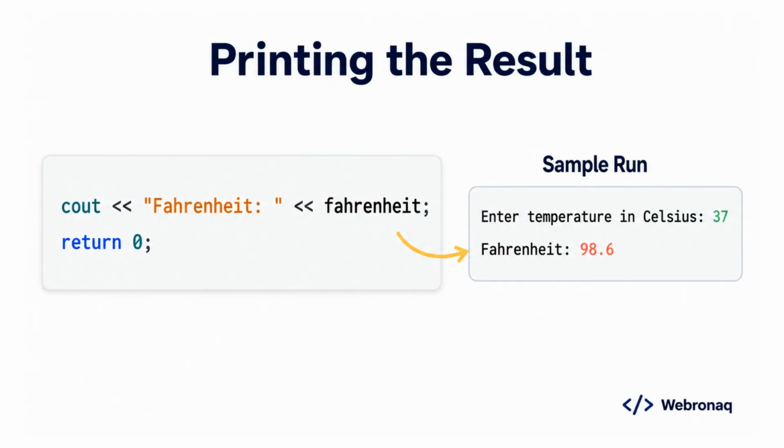Now let me show you a sample run. The program prints, enter temperature in Celsius. The user types 37, which is roughly normal body temperature. The program multiplies 37 by 9, gets 333. Divides by 5, gets 66.6. Adds 32, and the final answer is 98.6. Which, if you have ever taken your temperature in Fahrenheit, you will recognize instantly. That is exactly normal body temperature in the Fahrenheit scale. The math checked out, the float kept our decimal precise, and the program did its job in under 10 lines of code.